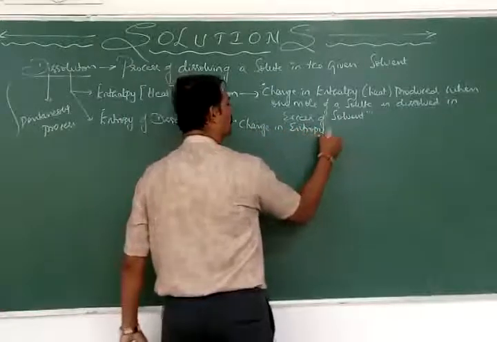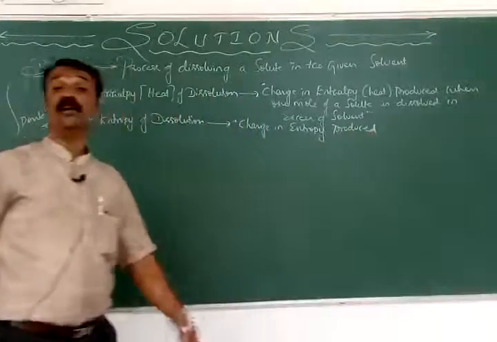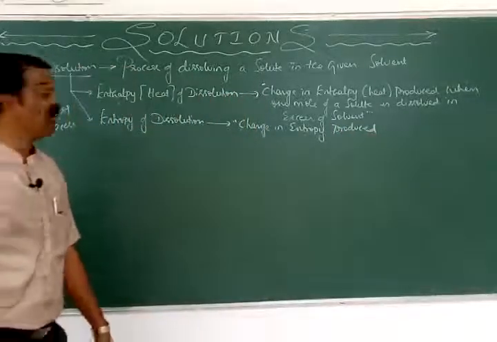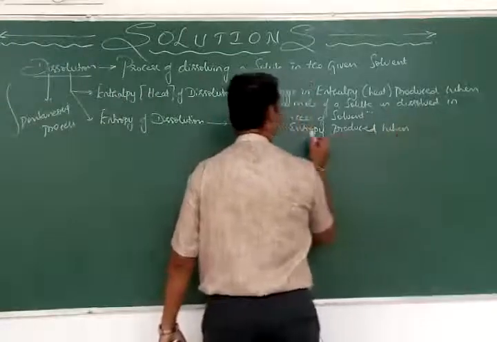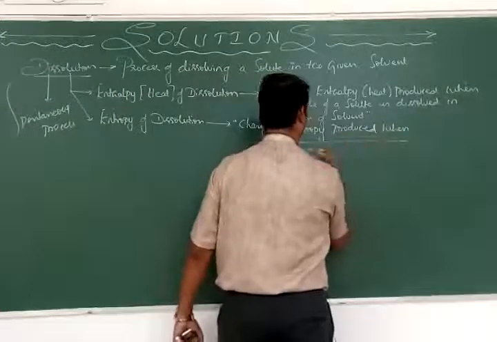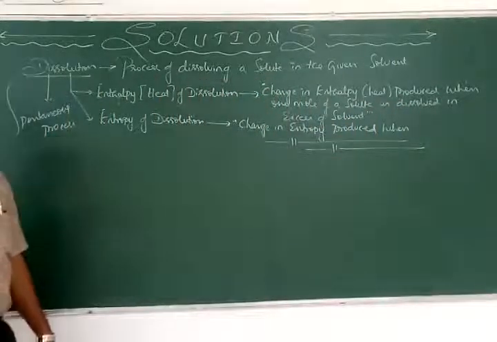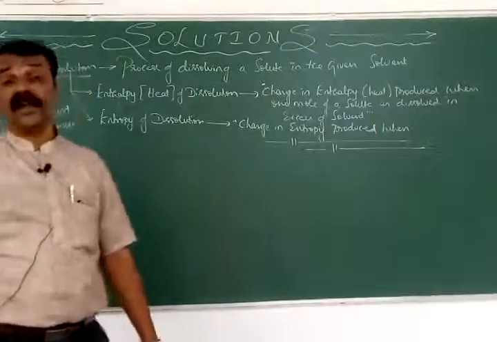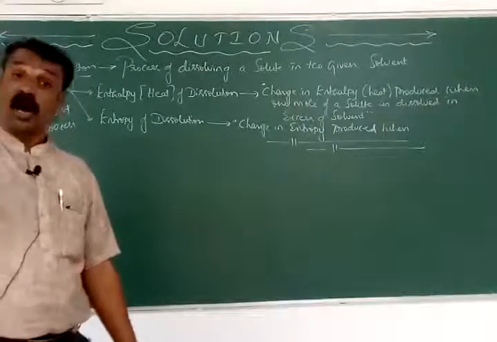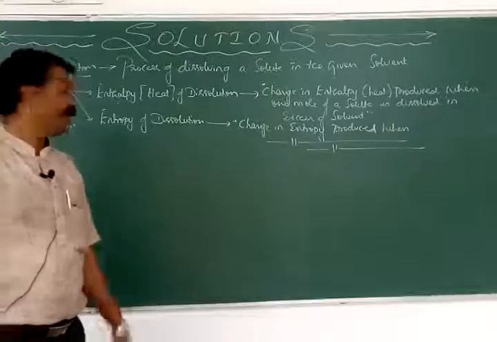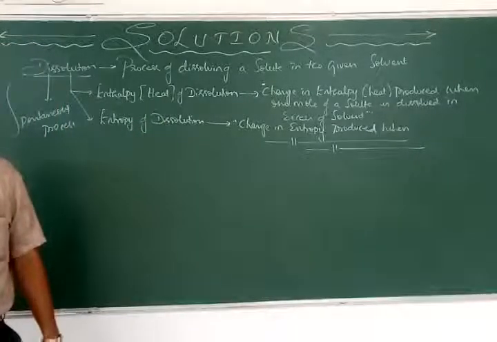The second one is also the same change, but instead of enthalpy, it is entropy produced. What is entropy here? Actually the disorderness. It is the change in entropy produced when the same process occurs. Instead of heat, we observe the arrangement of the particles, indirectly in the form of disorderness of the particle arrangement of the solute in the liquid solvent, and that is called entropy of dissolution.